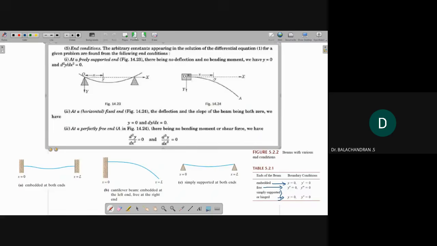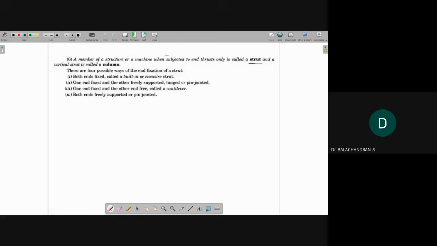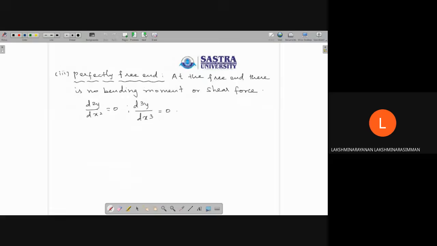It is the fixer. Then a fixer means embedded. So y equal to 0 and y dash is equal to 0. It's a boundary condition. Is it correct, Lakshmi Narayanan? Yes, sir. Okay.